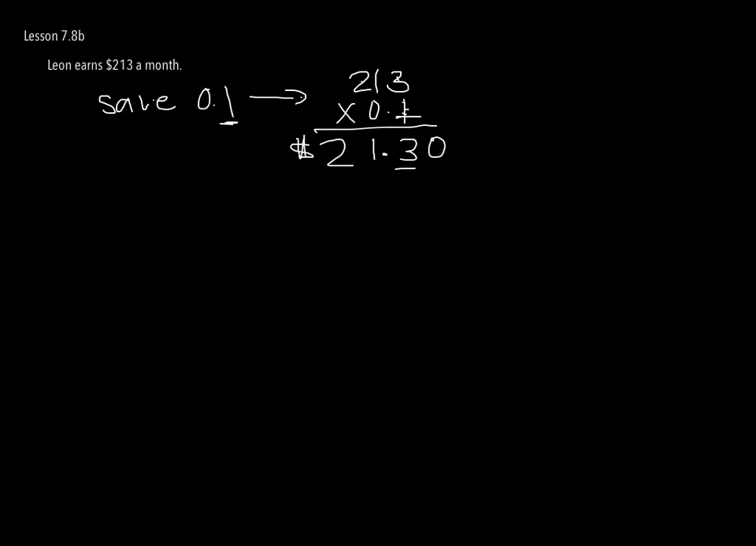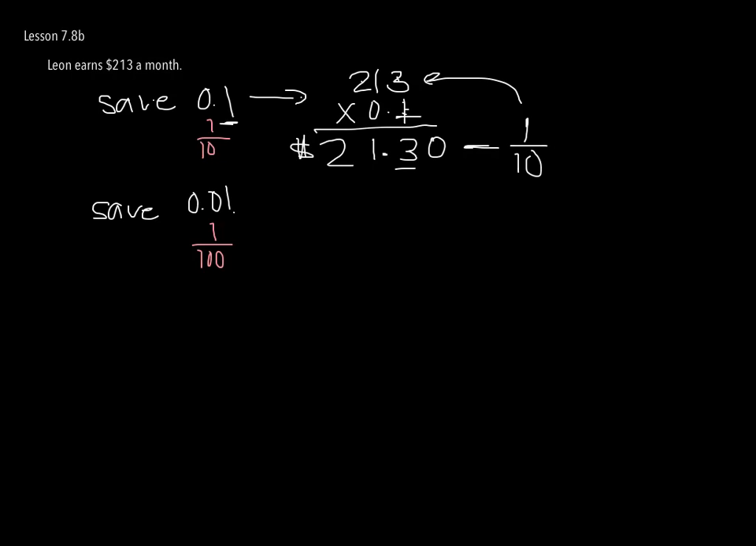So if he saved 1/10 of $213 a month, he would save $21.30. This is 1/10 of that amount. Now, let's say that Leon wants to save 0.01, or I can look at it as a fraction, 1/100th. And I'll put this over here because that was 1/10.